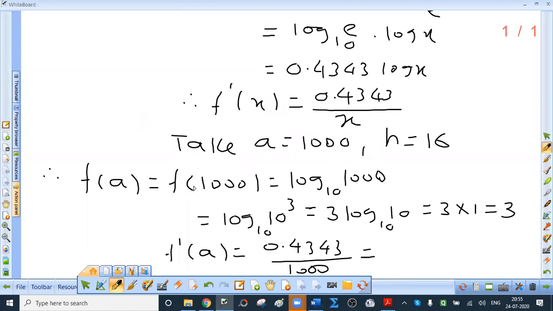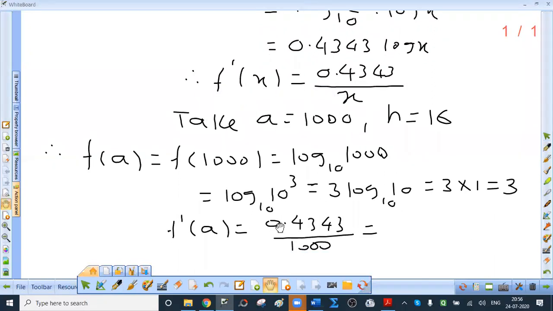So what is f of a? F of 1000, that is log 1000 to the base 10. 1000 is 10 cube. Log of m raised to n, n log m. So 3 log 10 to the base 10. Log of any number to the same base is 1, because logarithm is the power to which base should be raised. 10 raised to 1 is 10. So 3 into 1, that is 3. Similarly, f dash of a is what? 0.4343 upon 1000. Okay. Now I have kept this as it is because we have to multiply it by 16. Or you can convert it into decimal, no problem.